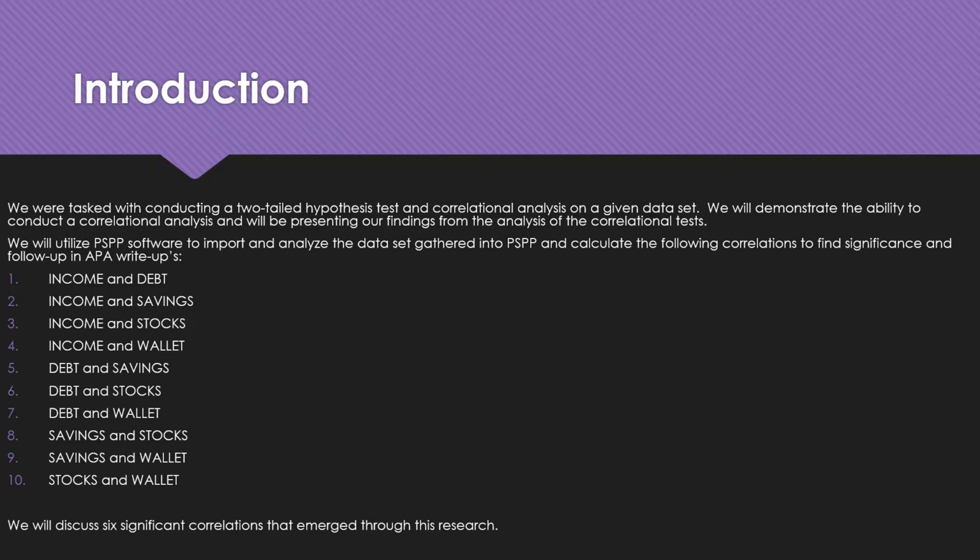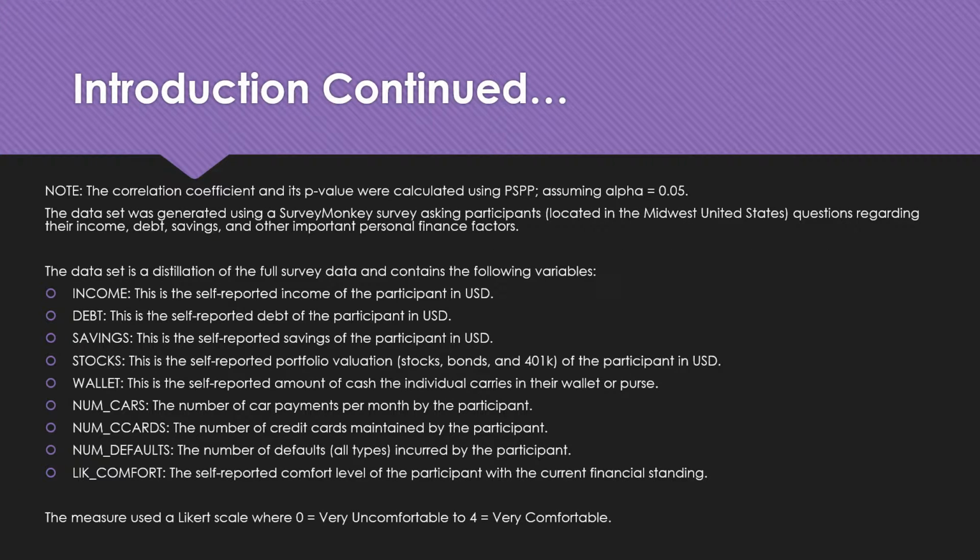Let's continue. So moving into our continued introduction, let's note that the correlation coefficient and its p-value were calculated using PSPP, assuming alpha was equal to 0.05. The data set was generated using a SurveyMonkey survey asking participants located in the Midwest United States, which just happens to be where I am from, questions regarding their income, debt, savings, and other important personal finance factors. The data set is a distillation of the full survey data and contains the following variables.